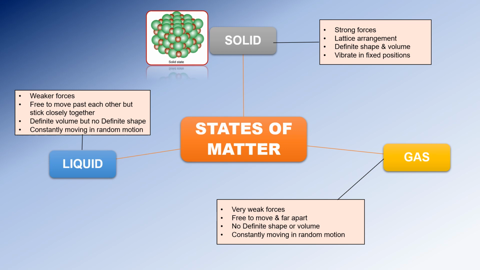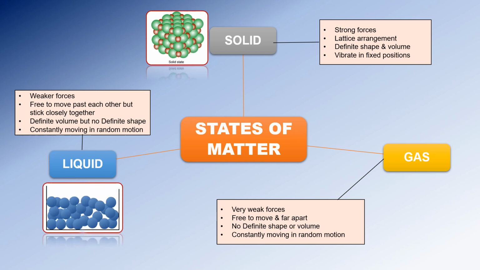Moving on to liquids. In liquids, there are weaker forces of attraction than in a solid. So they are more randomly arranged and they are free to move in and out of each other and they stick closely together. They have a definite volume but they do not have a definite shape. So they take the shape of the container they are in. The particles are constantly moving with random motion, and if you increase the temperature of the liquid, the faster the particles of liquid will move. That means the kinetic energy of the liquid molecules will increase. And liquids can also expand slightly when they are heated.